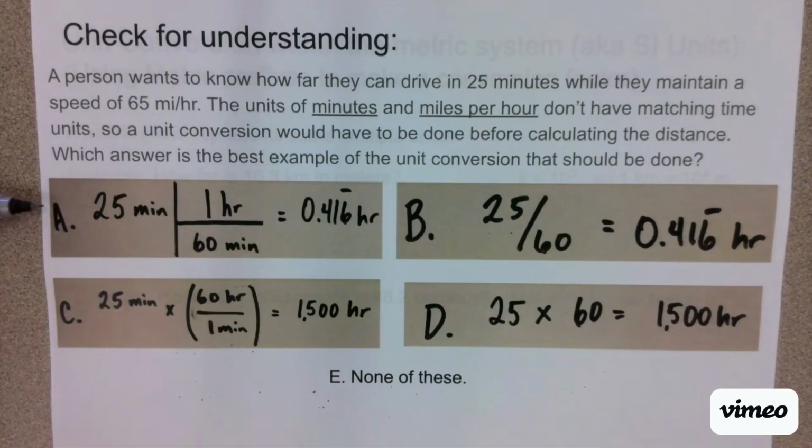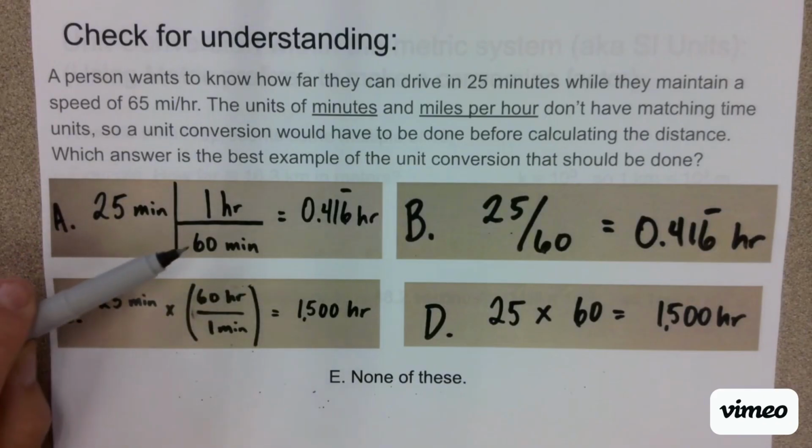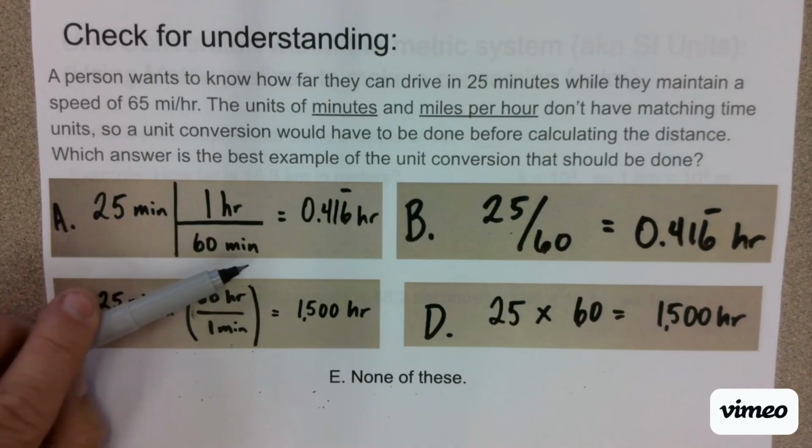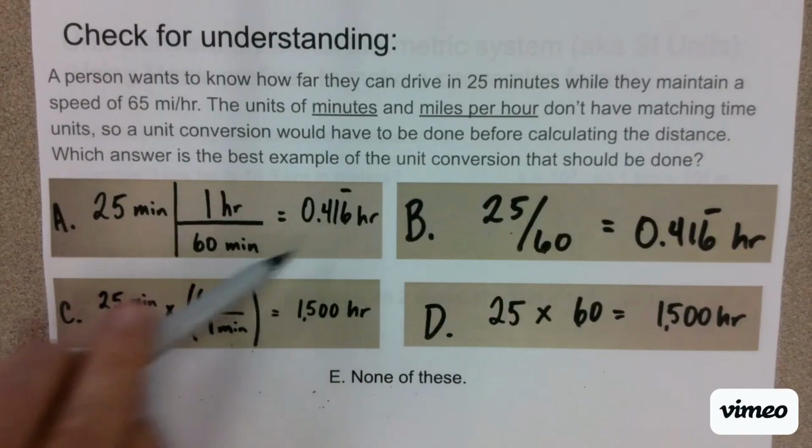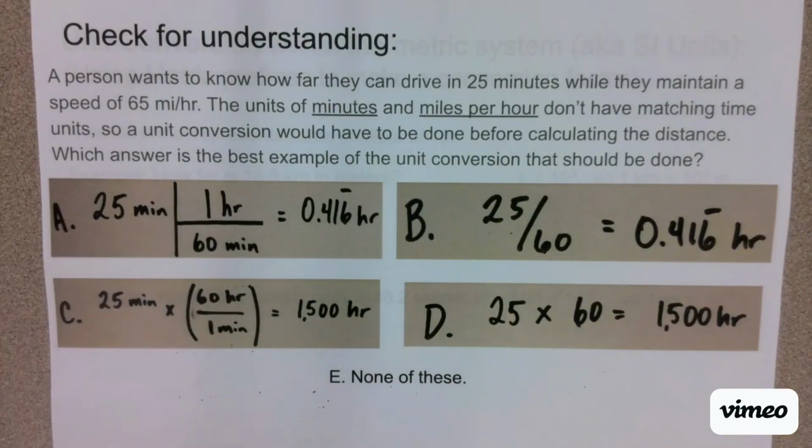Okay, so the correct answer here is letter A, right? Letter A is the correct answer. This is the monorail method of converting minutes to hours. I used a conversion factor that basically says 1 hour is 60 minutes, and I put 60 minutes on the bottom so that the minutes would cancel out, and I put hours on top so that my answer would be in hours. This is the correct method and also the correct way of showing it.